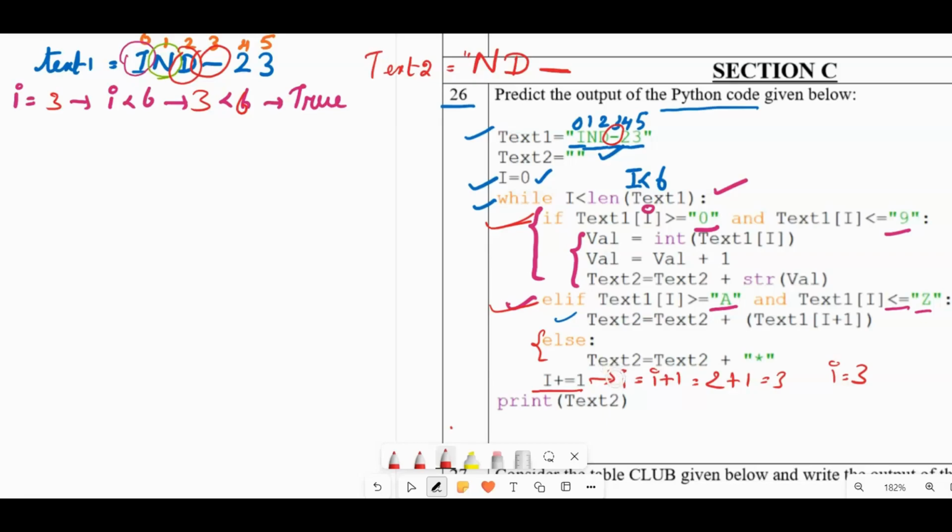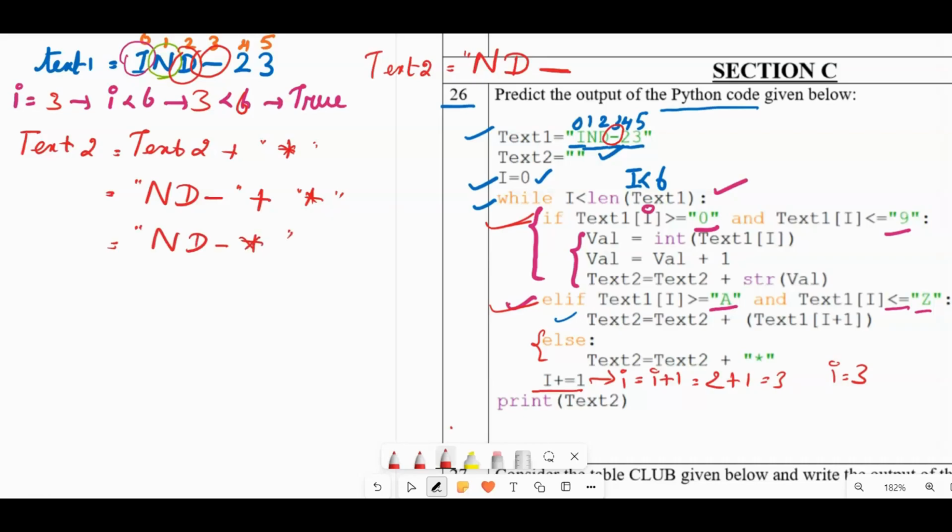Under the else part we are having text 2 is equal to text 2 plus star. Okay, let me write this. Text 2 is equal to text 2 plus star. So what is in text 2 now? We are having N, capital D and hyphen here, plus this asterisk symbol. Then concatenate and write all these combined, ND hyphen star. Now I am going to add this result in text 2 at the top of the page. Okay, so we are having text 2 as ND hyphen star now.